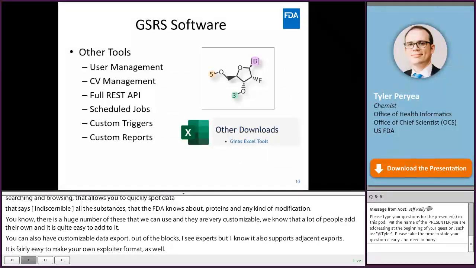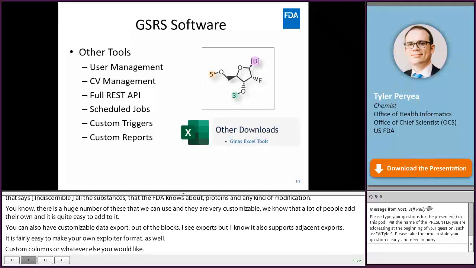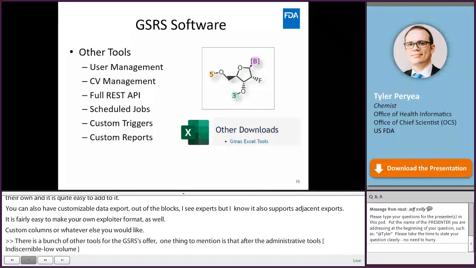There's a bunch of other tools that are worth mentioning for GSRS software. One thing to mention is just that there are administrative tools for user management, CV management, so control vocabulary management, and those have some interesting features that are worth discussing at some point, including things like registering sugars and linkages that might be used inside of nucleic acids.